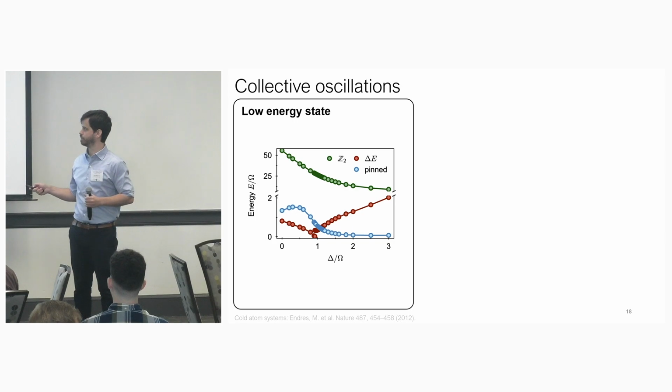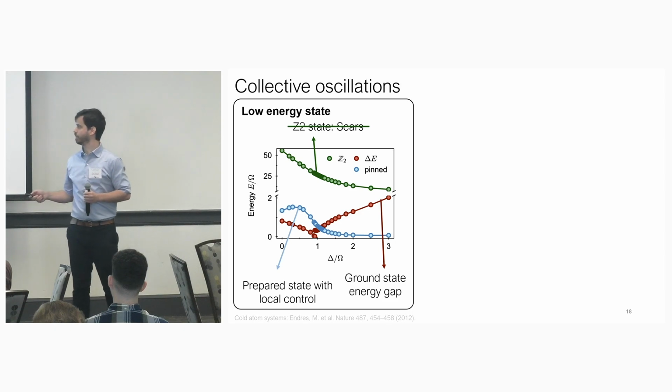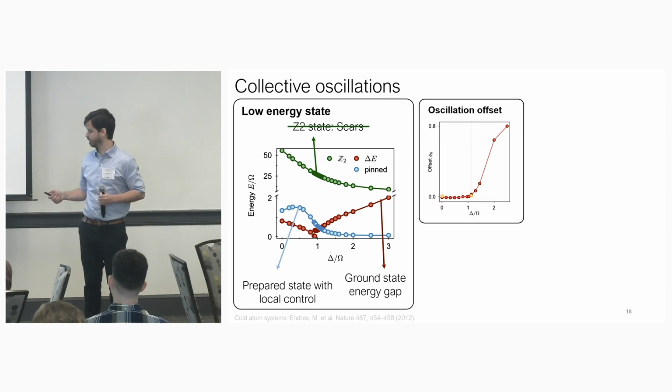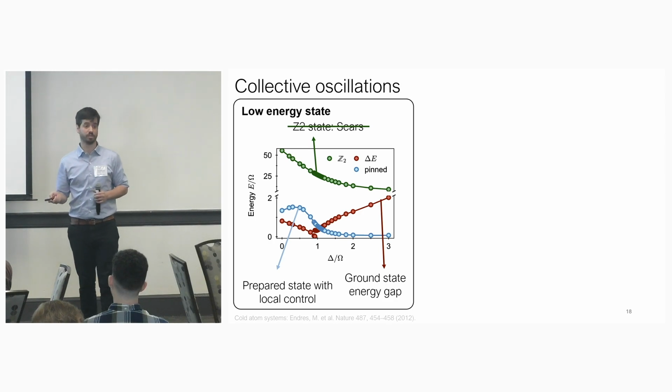You can compare this with the calculated gap in red here. However, the states that usually seed scars are these Z2 type states, and they're much, much higher in energy, as you see here. So the difference in energies suggests that we don't have scars. So this is what we're seeing here: very strong oscillations, but this is a low energy phenomenon.